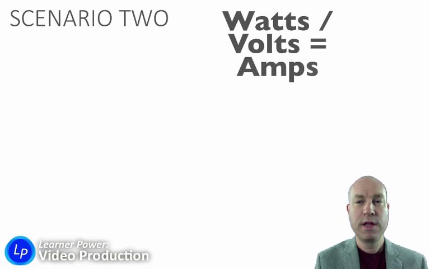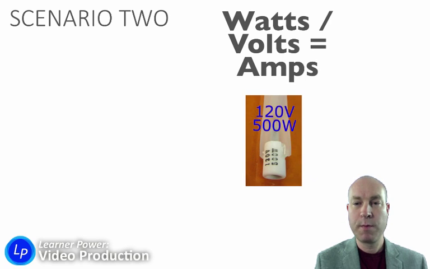Scenario 2. This time, always remembering that watts divided by volts equals amps, look at our bulb. This one is a 500 watt bulb. And I turned this one sideways because when you're looking at bulbs, you often have to find yourself peering into small spaces and seeing things upside down and sideways. And with tiny print, get used to it, video light designers.